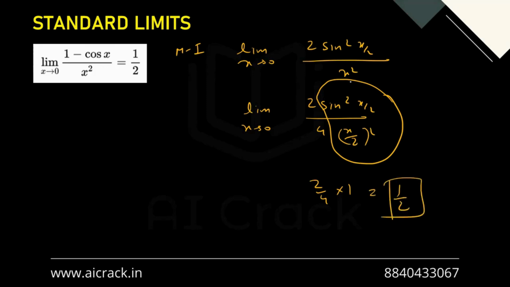So what we did over here, we just converted this x square into x by 2 whole square, because we had an argument of x by 2 over here, and then used the standard limit to find out the value, right? That was the first approach.